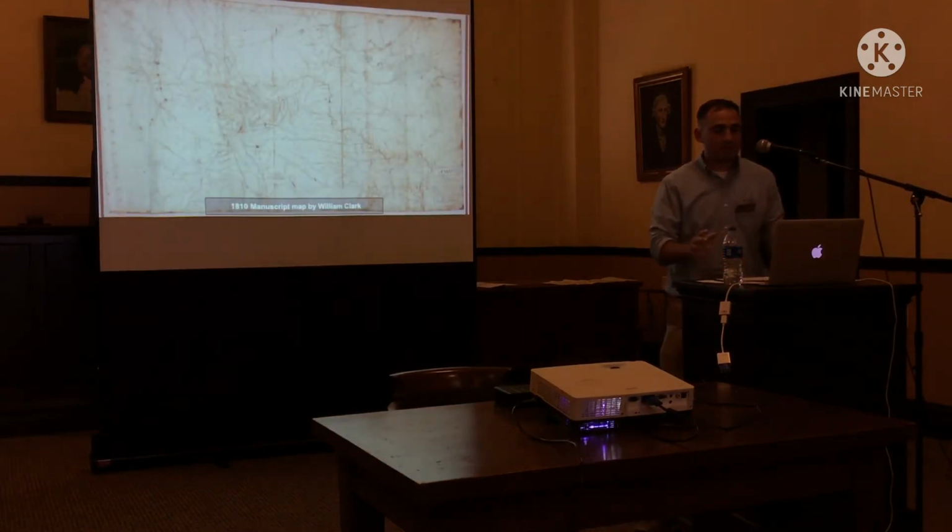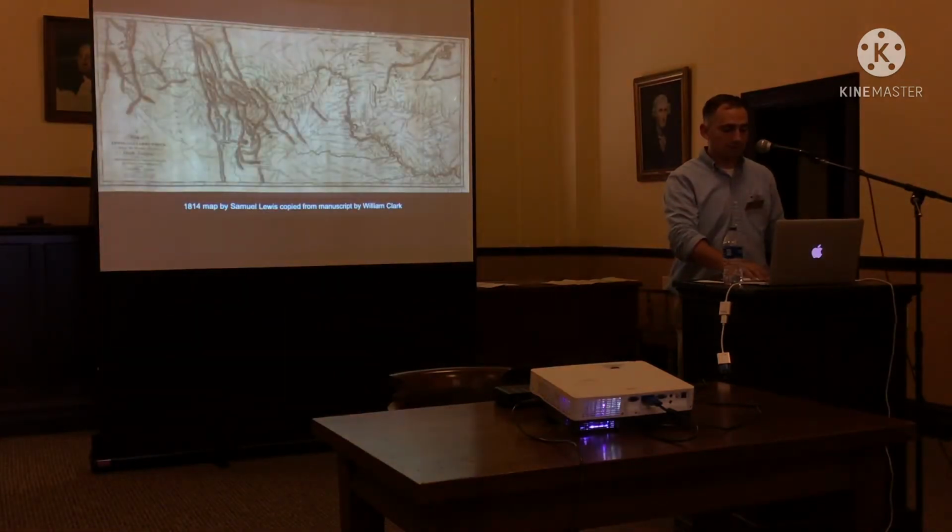And so this is the manuscript that map is based off of. This is an 1810 manuscript map by William Clark. He made a few different manuscript maps at different posts along the way, but this is the one that this map is based off of. So Samuel King copies this directly.